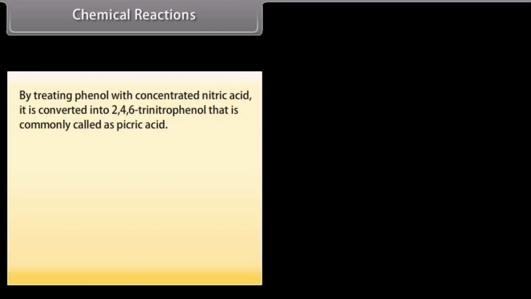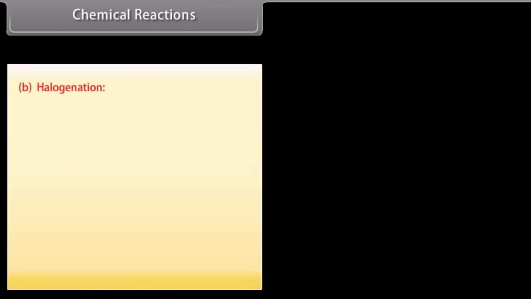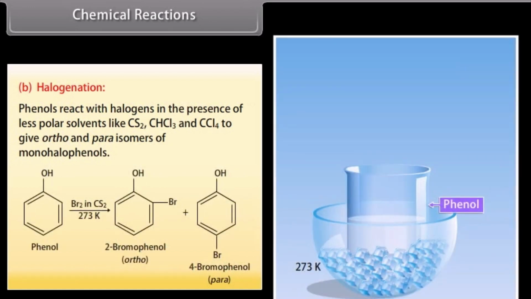2,4,6-trinitrophenol, that is commonly called picric acid. Phenol is converted into picric acid by treating it with concentrated nitric acid. Halogenation. Phenols react with halogens in the presence of less polar solvents like carbon disulfide, chloroform, and carbon tetrachloride to give ortho and para isomers of monohalophenols. Bromine in carbon disulfide reacts with phenol and forms 2-bromophenol and 4-bromophenol.